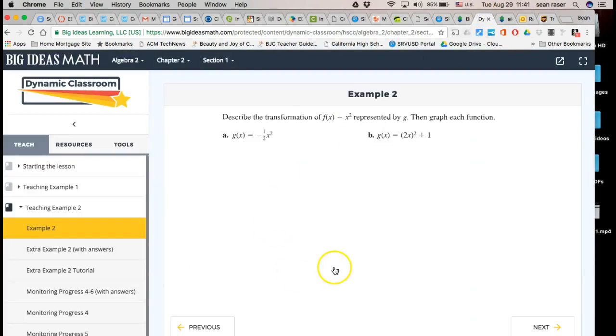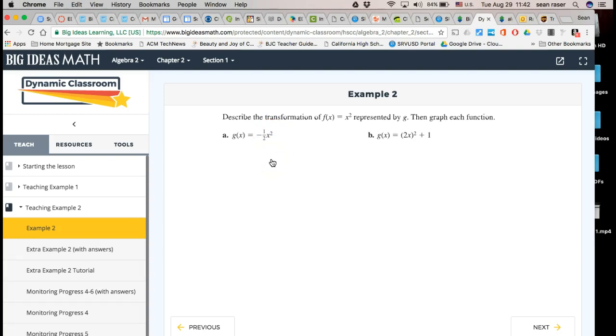So let's look at this example right here. So let's look at part A first. So we're going to look at the transformations made from our parent function x squared represented by g. And then we're going to graph. Now again, the graph's going to show us what these changes look like. So let's look at the first one. We've got g of x equals negative 1/2 x squared.